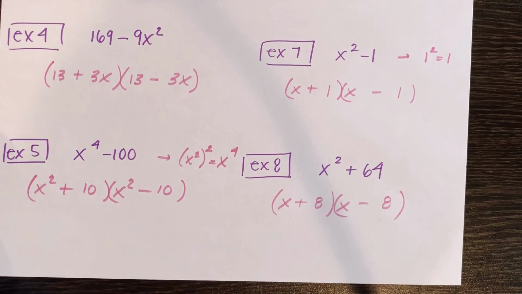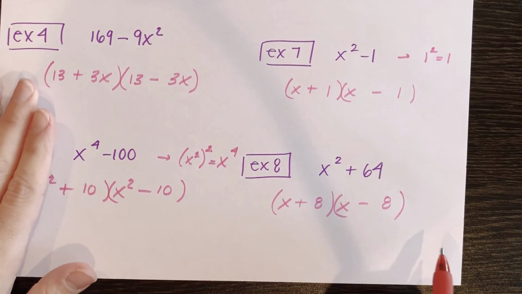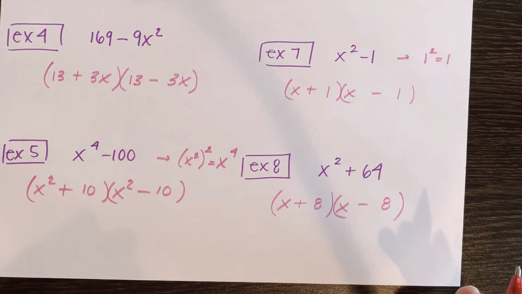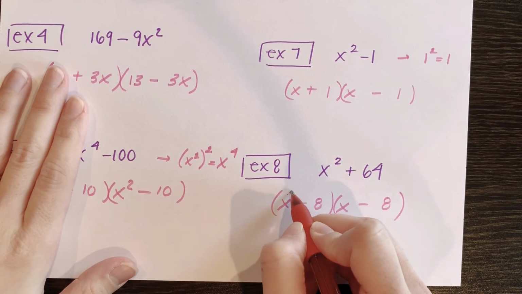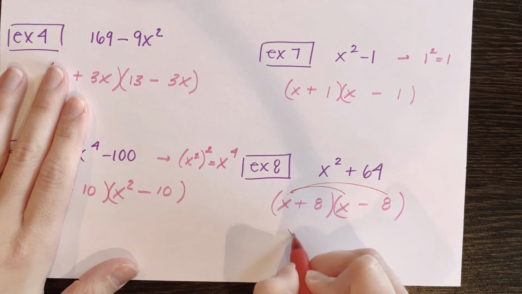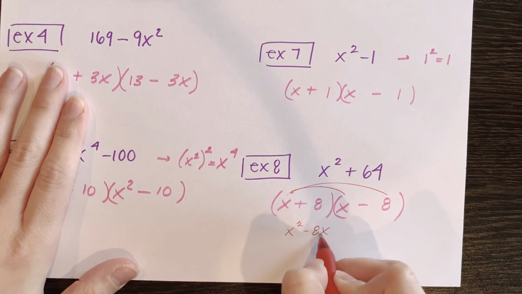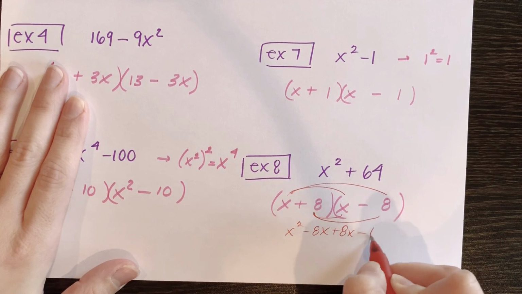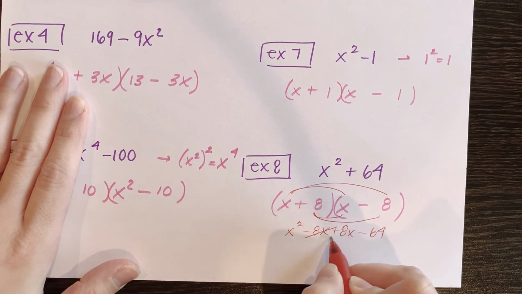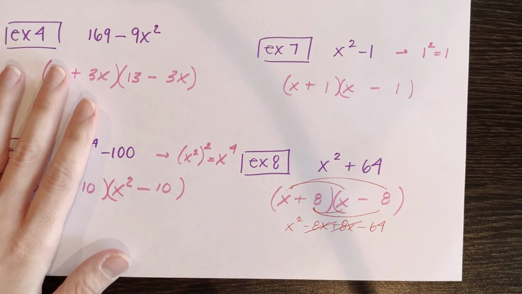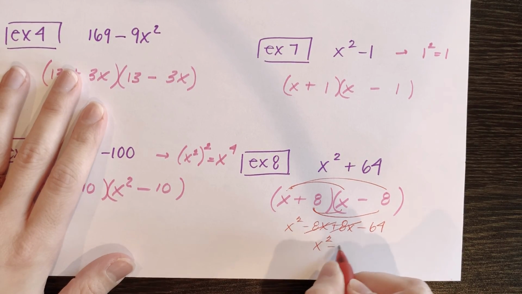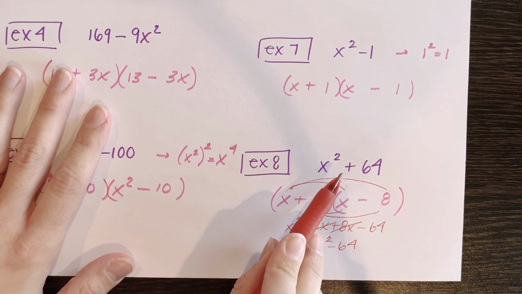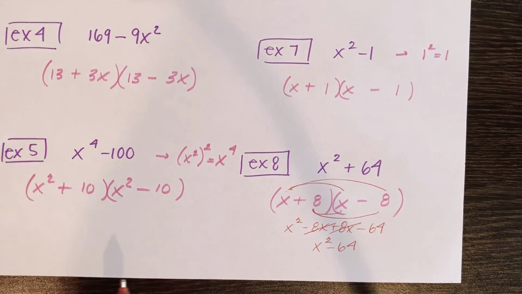If I were to check my answer, if I were to double distribute this back to make sure that I get back x squared plus 64, well, let's see. Let me double distribute. I'd get x squared minus 8x plus 8x minus 64. I'd have my negative 8x and positive 8x cancel. I'd get x squared minus 64, and that is not what I started with. I started with that plus sign.